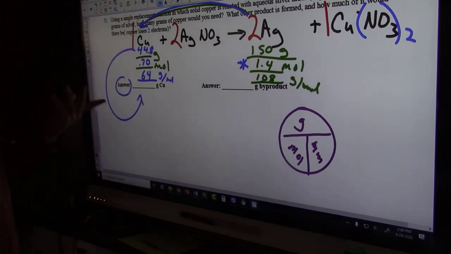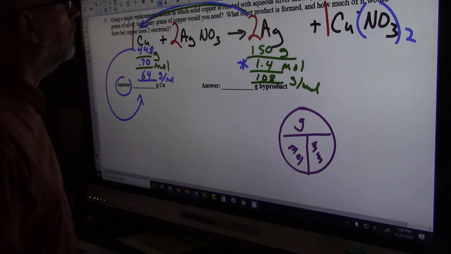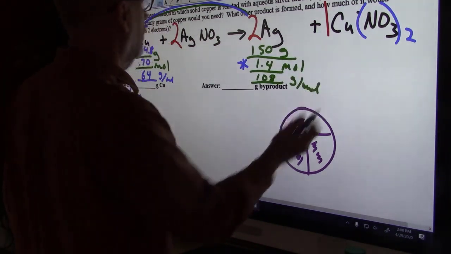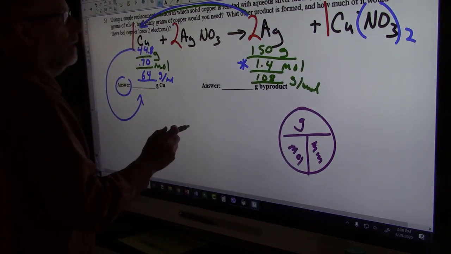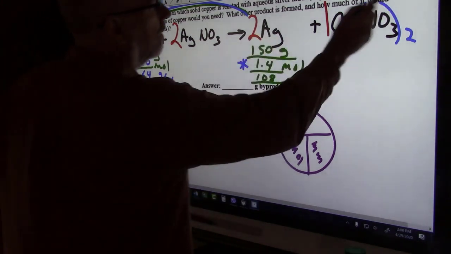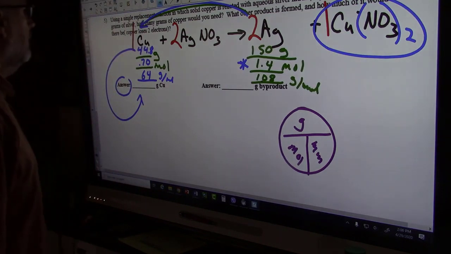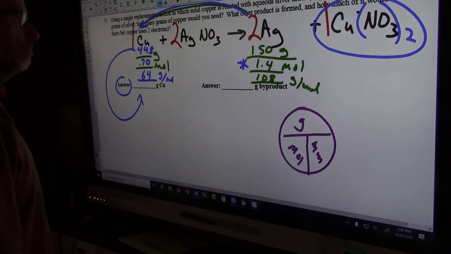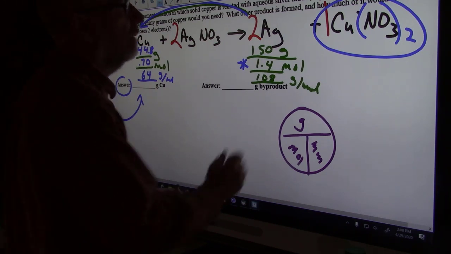But there's a couple other questions that I threw in here just because I'm mean. What other product is formed? Oh, we got it. It's copper nitrate. All right, so circle it, I guess. And how much of it would there be? So that implies how many grams of copper nitrate.